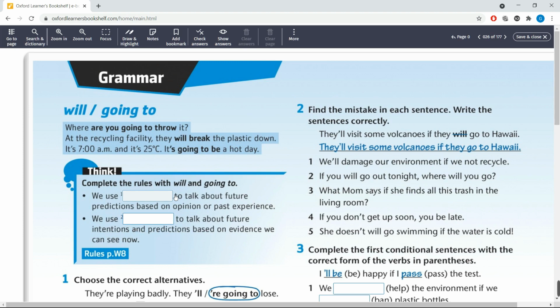In the case of will, what we do is that we use will when we are talking about future predictions also, but in this case, my predictions are based on opinion or past evidence. Okay? For example, the world will end soon. Okay? I think that the world will end soon. This is my opinion. Okay? I don't have evidence now, but it is my opinion, and that's why I am using will.